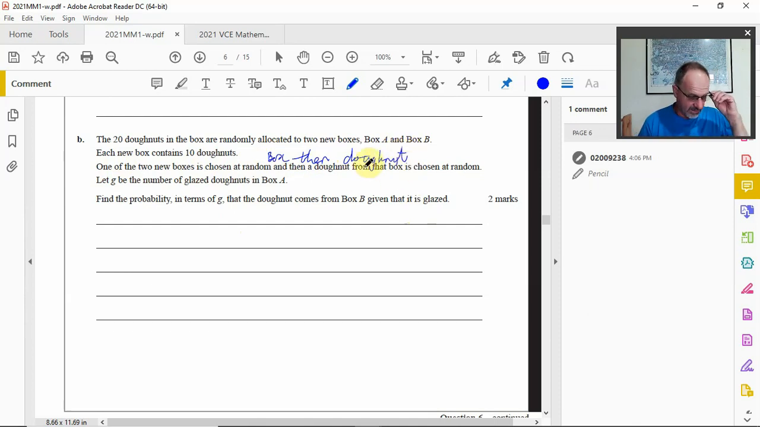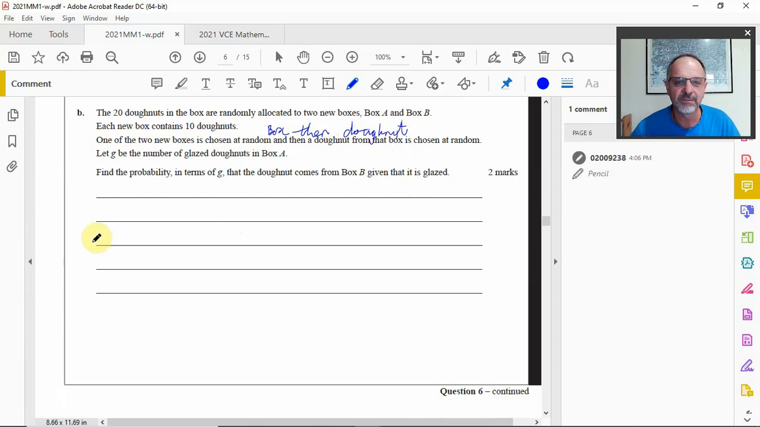All right, so what I'm going to do here is a tree diagram. And again, we're not asked to do the tree diagram. However, by doing it, it's going to make it much easier because we choose a box first, and there's 2 boxes, box A and box B. And it says that we're chosen at random, so because there's 2 of them, half each.